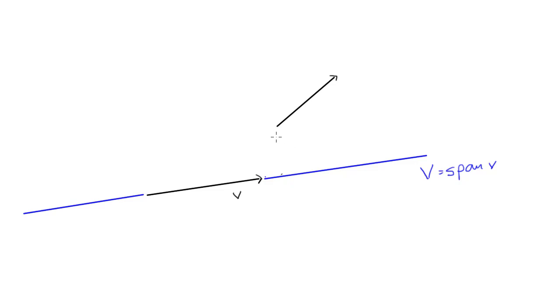Abstract this now. I got a vector. If I take its span, I have a space, and I'm going to project onto that space. That's the projection of u onto v. A vector in, a vector out, linear transformation.